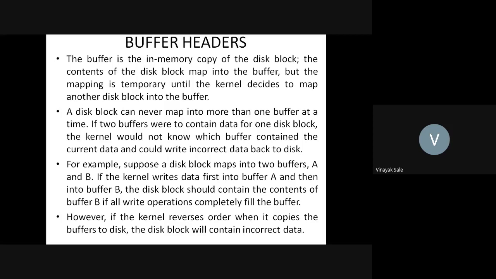For example, suppose a disk block maps into two buffers, buffer A and buffer B. If the kernel writes data first into buffer A, then into buffer B, the disk block contains the contents of buffer B. If all write operations completely fill the buffer, however, and the kernel reverses the order, then it copies buffer A to the disk, and the disk block will contain incorrect data.